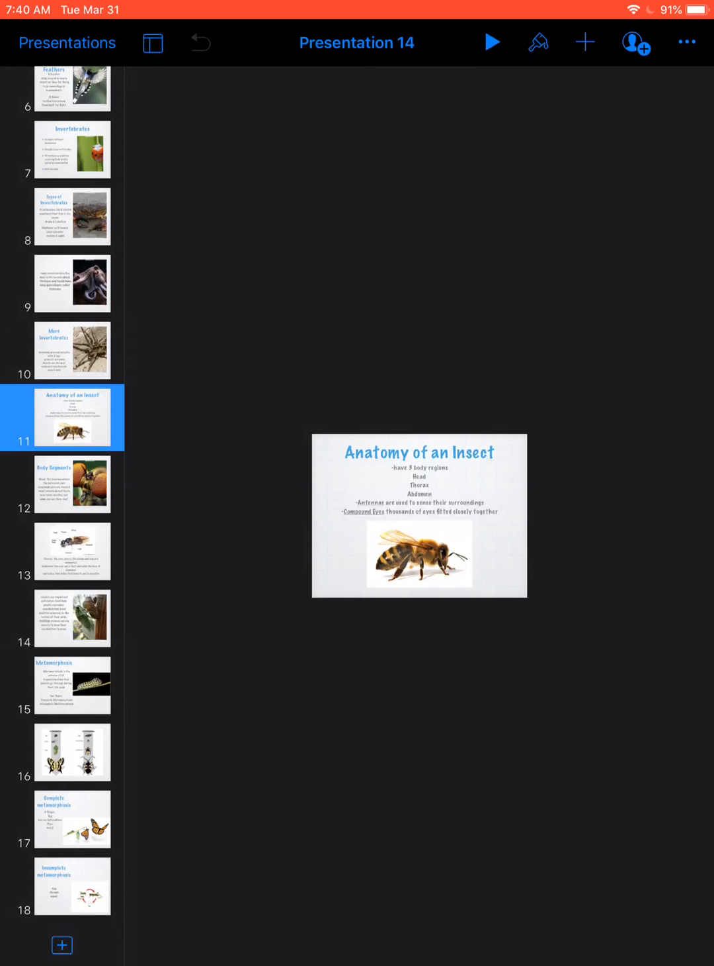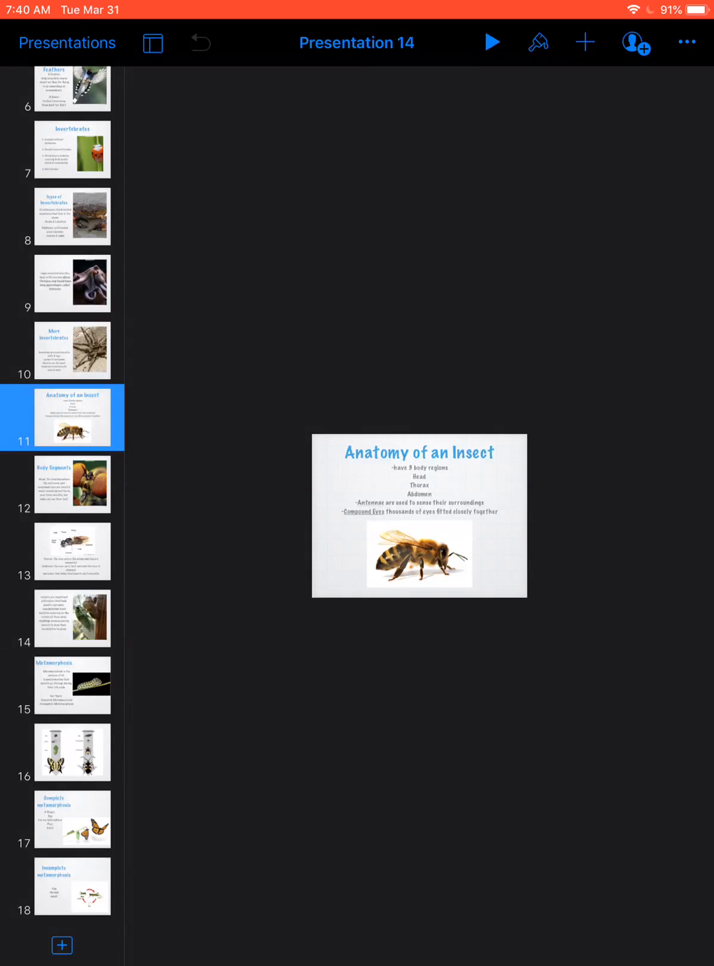We were talking about vertebrates while we were still in school, and we've been talking about invertebrates since we have been at home. I hope you guys are doing well, and this is just a quick review. Remember, vertebrates are all animals that have a backbone. There are 5 classes of animals that are vertebrates. We have mammals, birds, reptiles, amphibians, and fish.